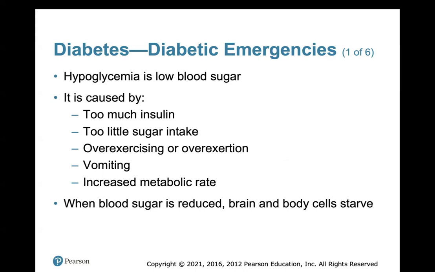So in our line of work, we're going to deal with diabetic emergencies. There's two real main types of diabetic emergencies we're going to deal with: sugar's too low or the sugar's too high. Hypoglycemia is the term used for low blood sugar. So let's talk about our root words and our suffixes and how we make medical terms. Hypo meaning low, hypoglycemia is the condition of low blood sugar. Makes sense? So it's caused by either too much insulin, too little sugar, overexercising or overexertion, vomiting, increased metabolic rate. Basically, the body is unable to maintain enough glucose in the bloodstream to adequately fuel the cells.